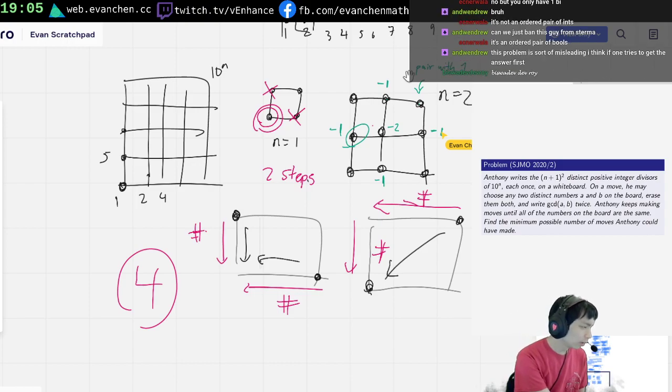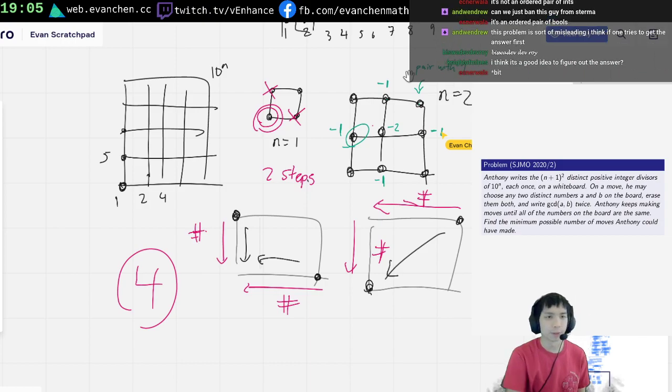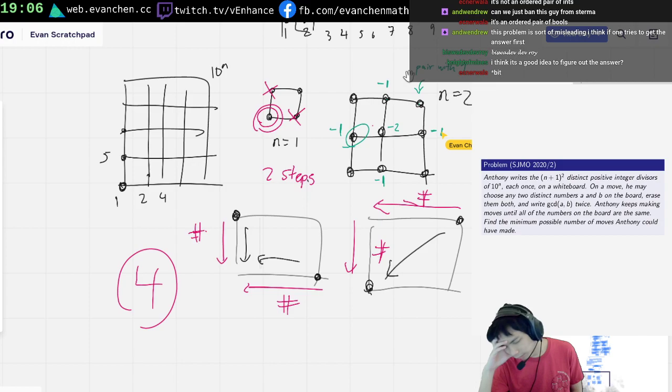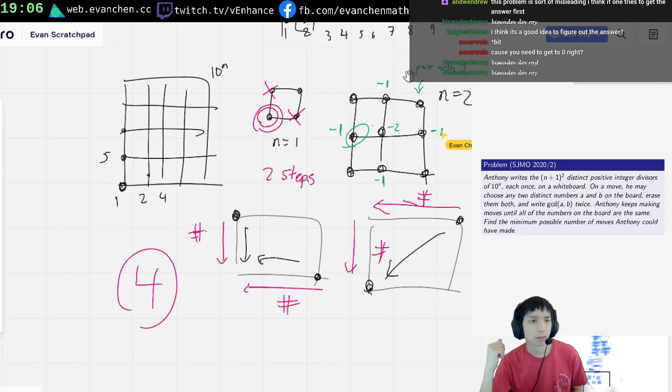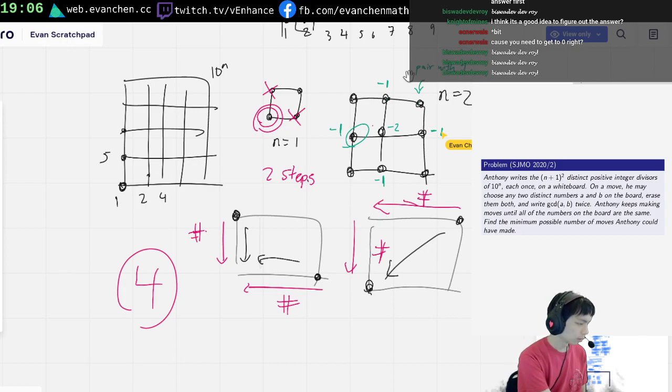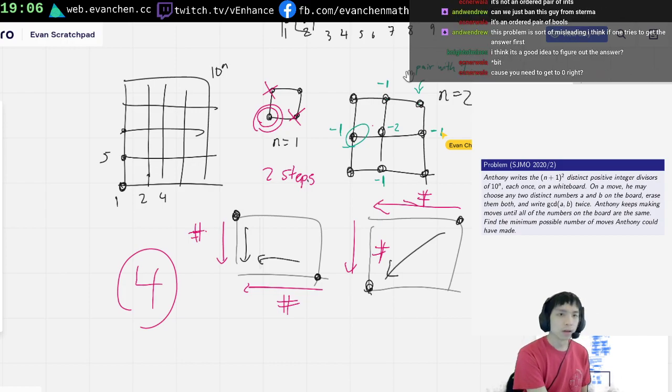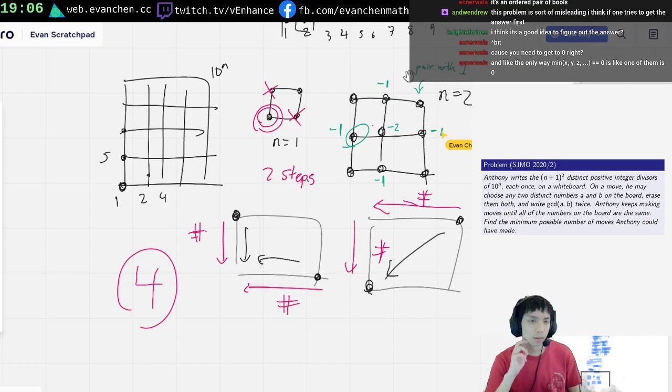You only have one buy? It's not an ordered pair of ints. It's an ordered pair of booleans. Oh, I see. You only care about whether it's positive or not. Is that true? Wait, why is that true? Because you need to get to 0, right? Yeah. Yeah. Okay, that's fair.